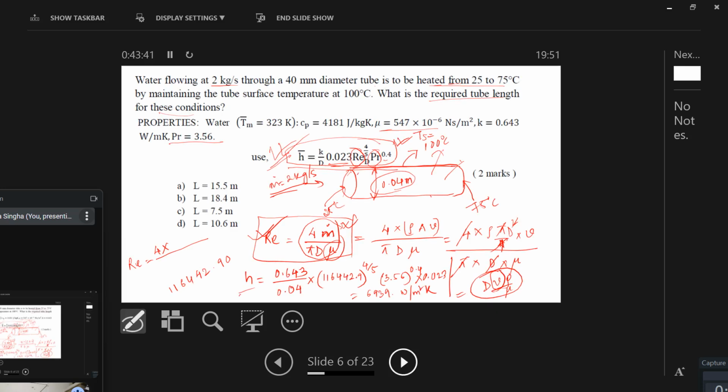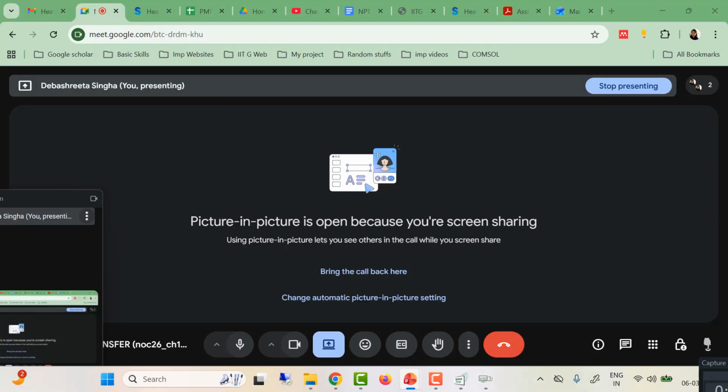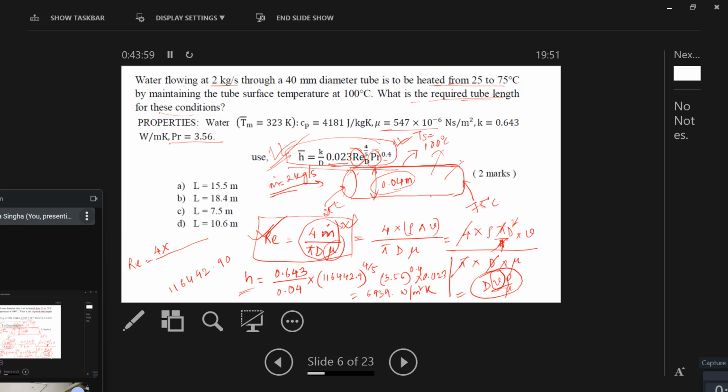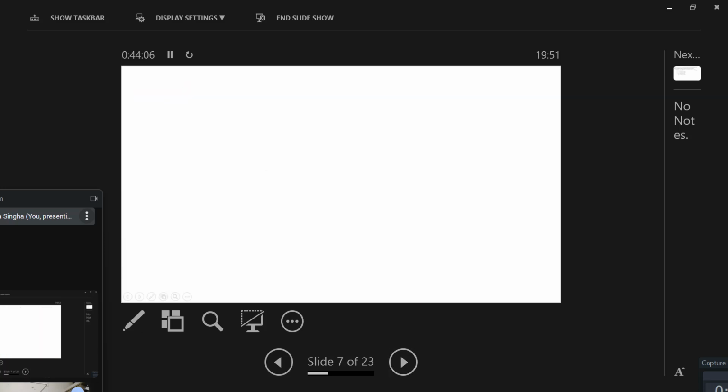So once we find out this h, now what is required is to find out the tube length for these conditions. For finding out the tube length, we'll go for energy balance. So Q is given by m Cp delta T.